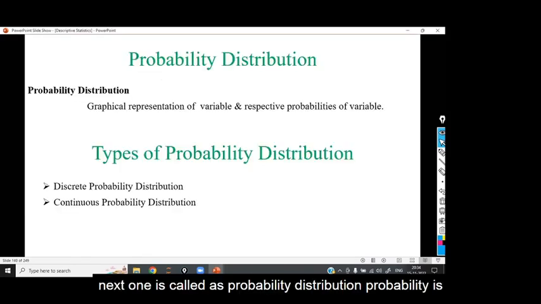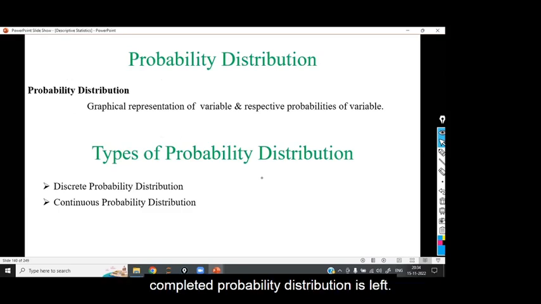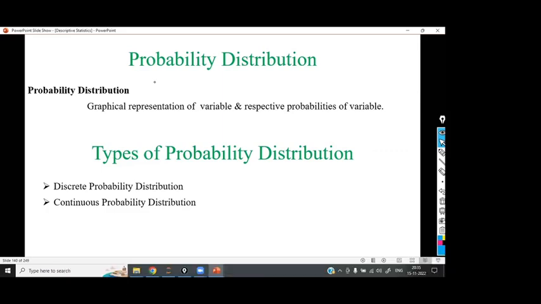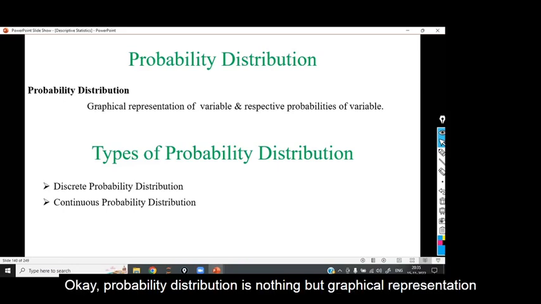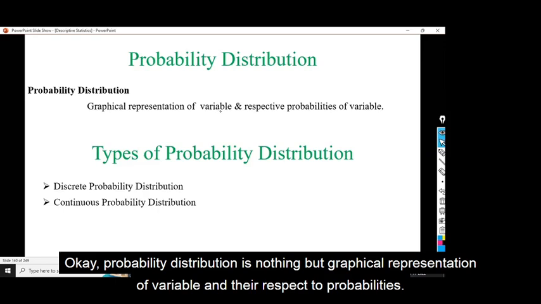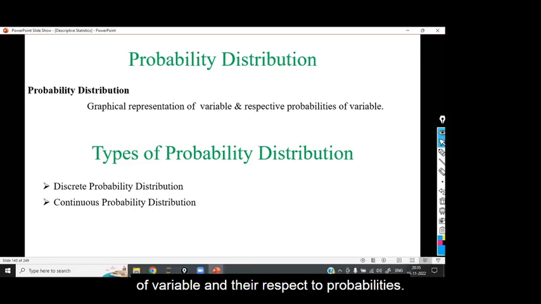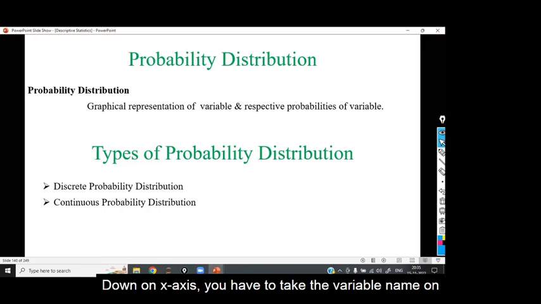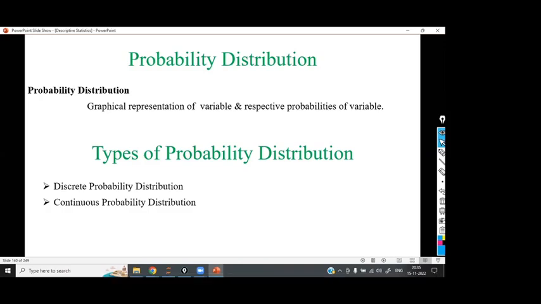Now, next one is called probability distribution. Probability is completed. Probability distribution is left. Probability distribution is very simple. Probability distribution is nothing but a graphical representation of variables and their respective probabilities. On the x-axis, you have to take the variable name. On the y-axis, you have to represent their probability values.